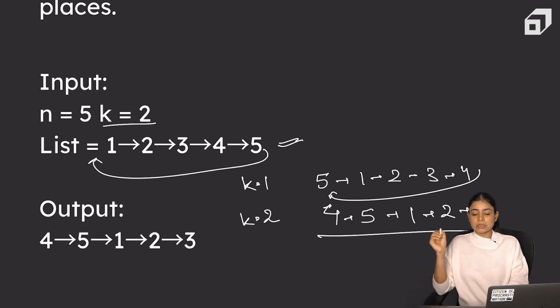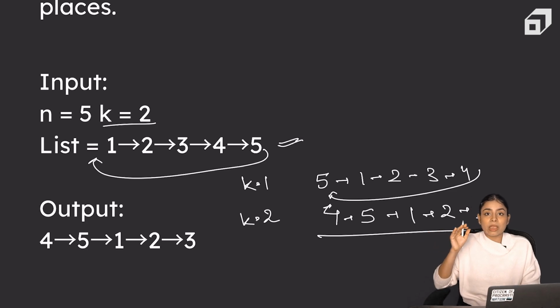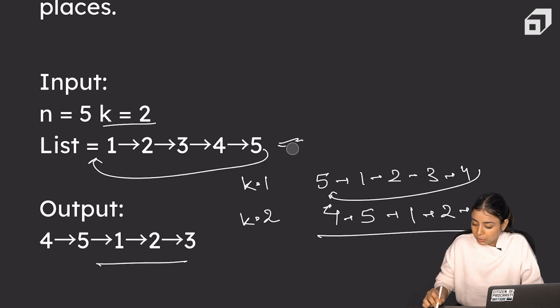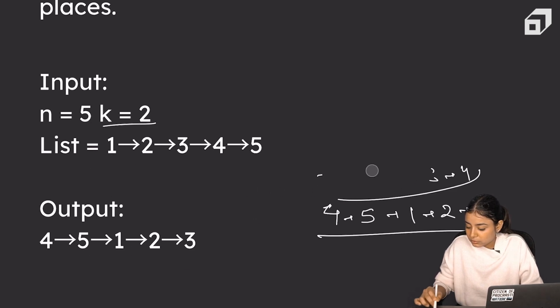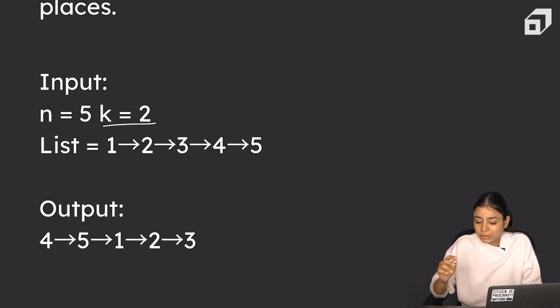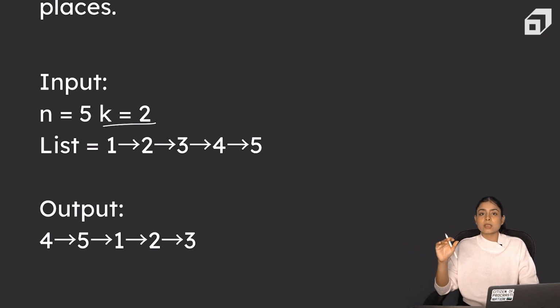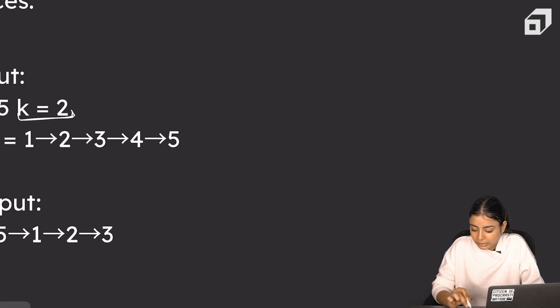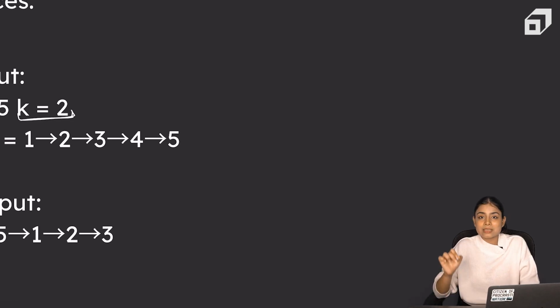And this will be the linked list when I rotate the list by 2 places. So this is my output. So you understand now what exactly we're being asked to do. Now we don't have to rotate the list one by one. We can rotate by k directly by moving the last k nodes in front, right?